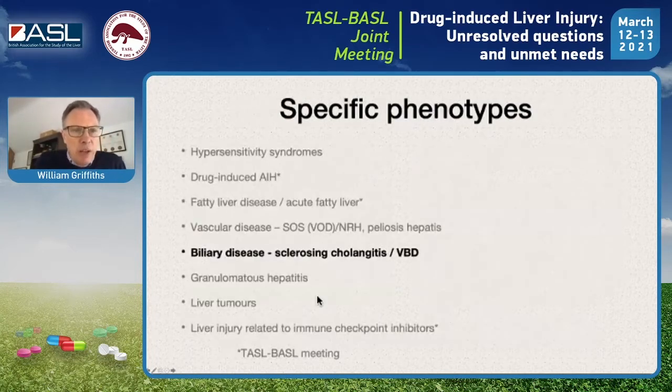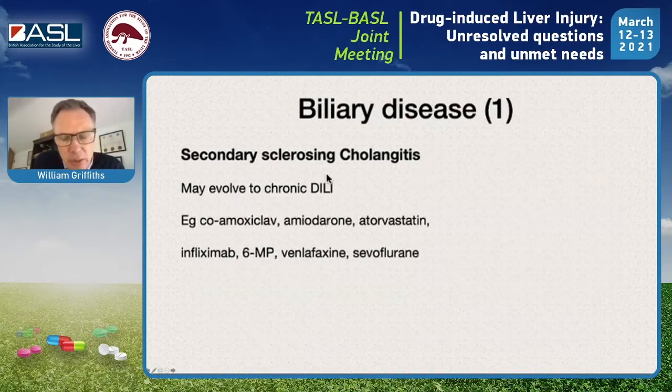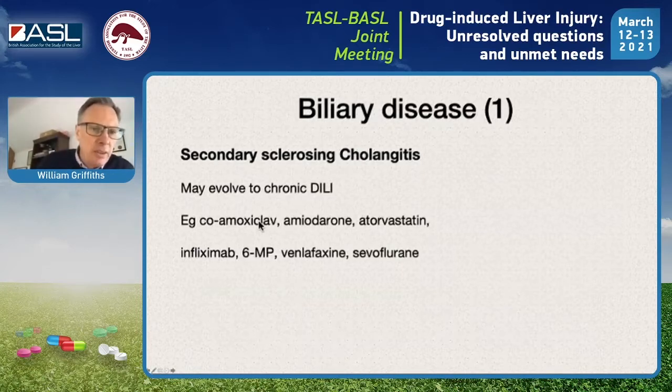So moving on to biliary disease. We know that rarely we can develop a secondary sclerosing cholangitis with some drugs, typically following a prolonged cholestatic phase. And such drugs are listed here: co-amoxiclav, amiodarone, atorvastatin, and so on. Just going to describe one case where the drug was not one of these.